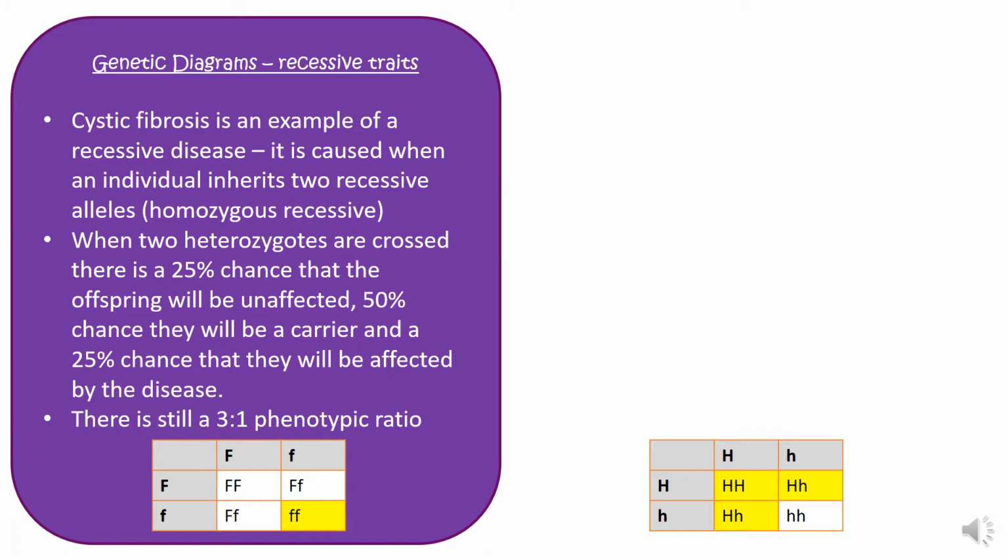We can see here that big F, big F is two normal alleles. There'll be no cystic fibrosis. Big F, small f, that would be a carrier, so they're unaffected by the disease, again, here. So we've got 3 unaffected offspring and 1 affected. So we've still got a 3:1 phenotypic ratio of unaffected to affected, and 50% of them are carriers as well.